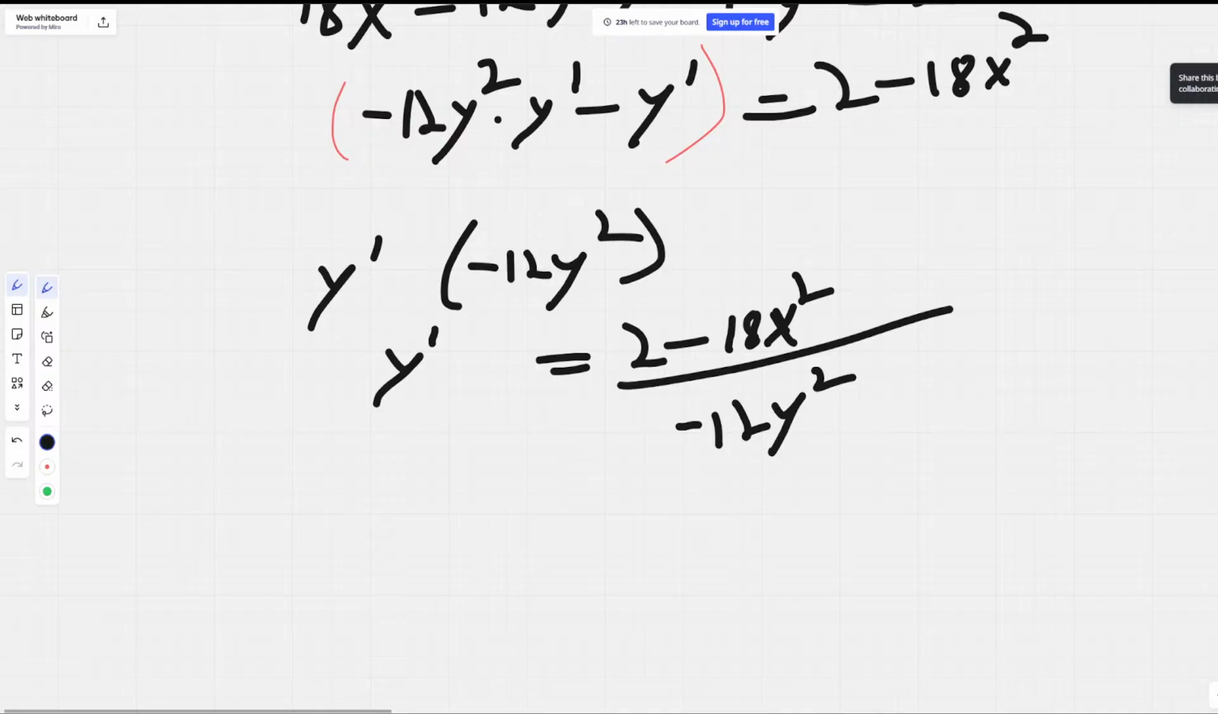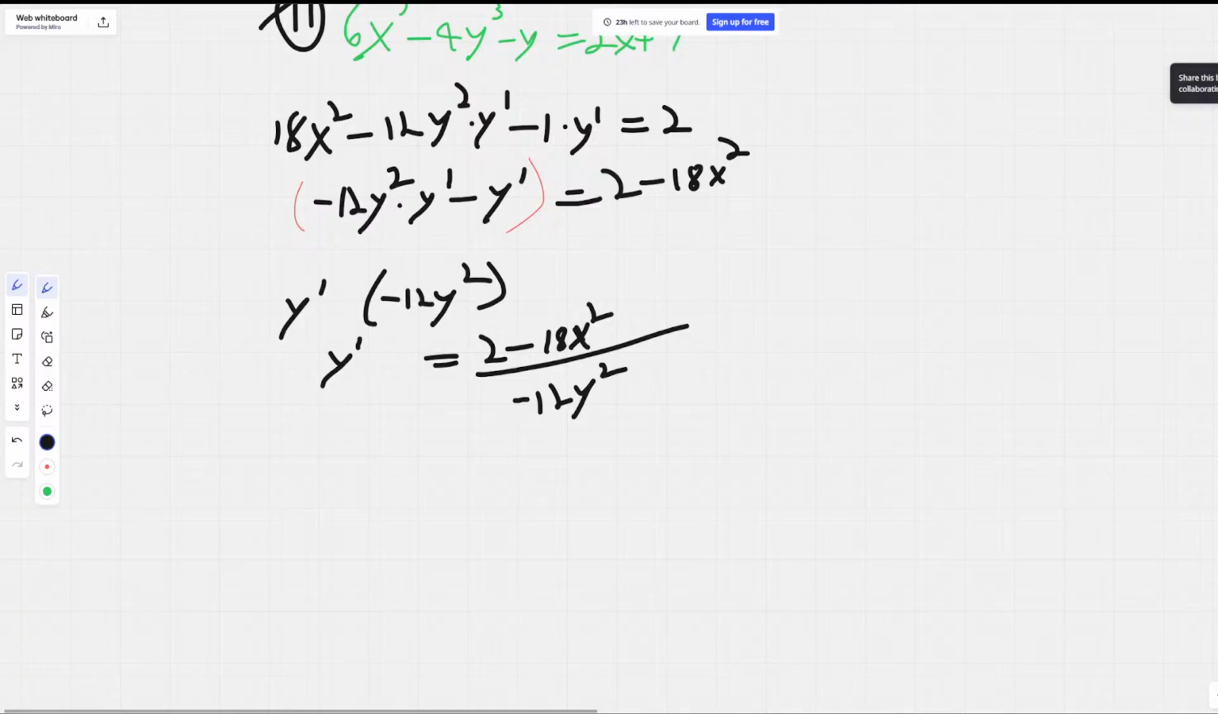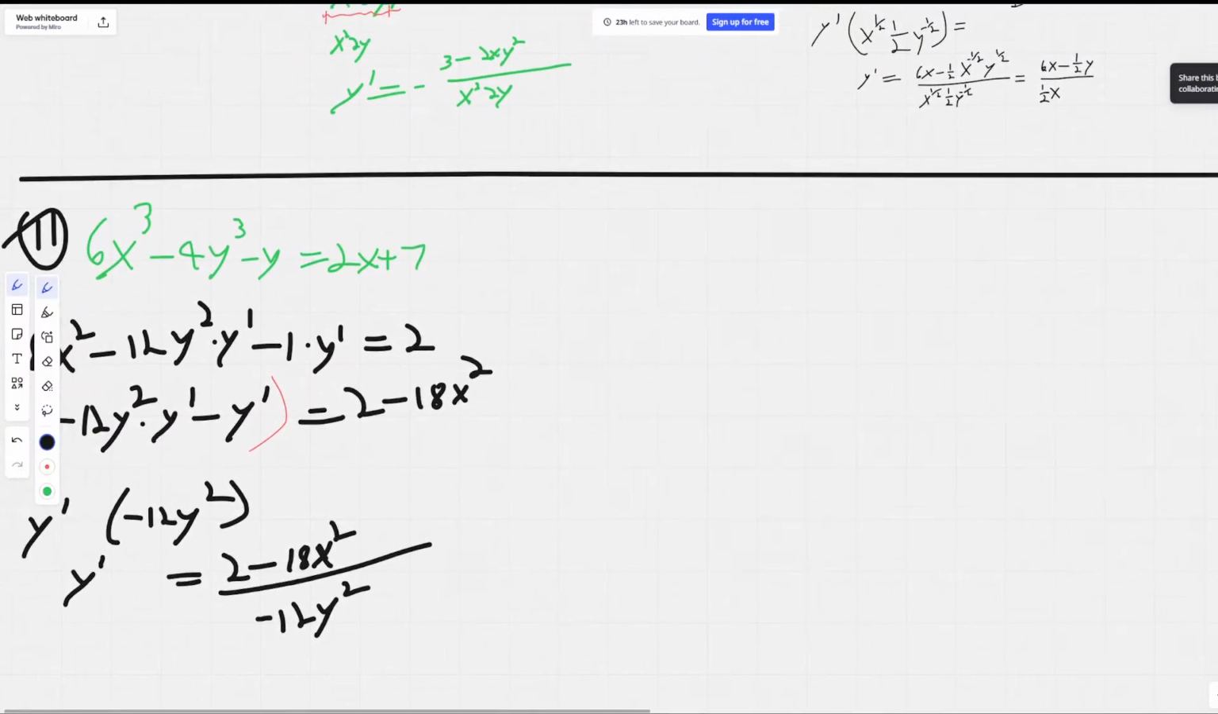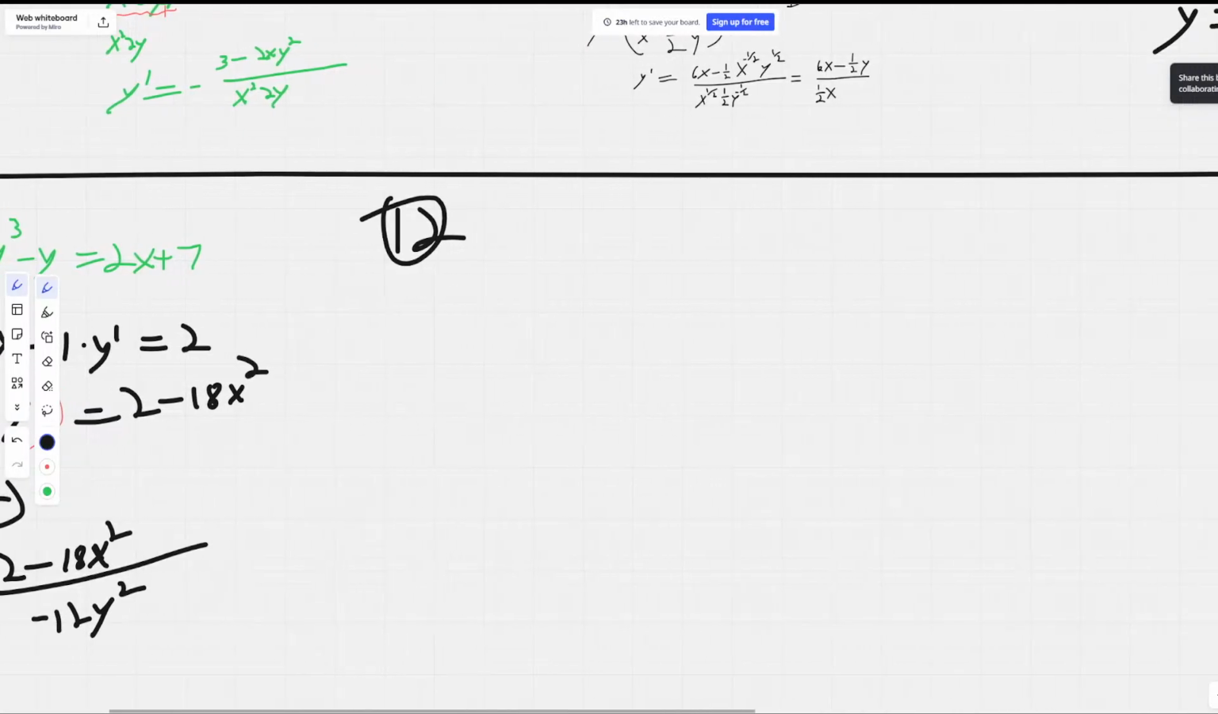Y prime negative 12y squared equals 2 minus 18x squared, so y prime equals 2 minus 18x squared over negative 12y squared. Awesome. Perfect. Now 12. 12 will be next. Y prime equals 2 minus 18x squared over negative 12, that's a y, squared.